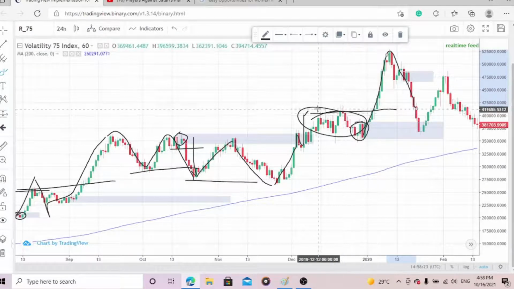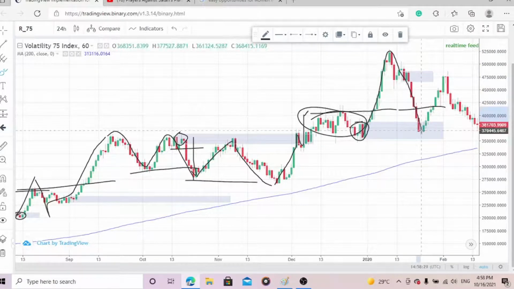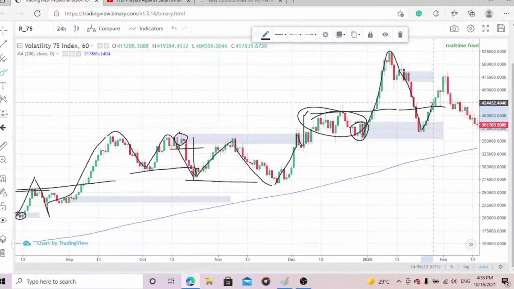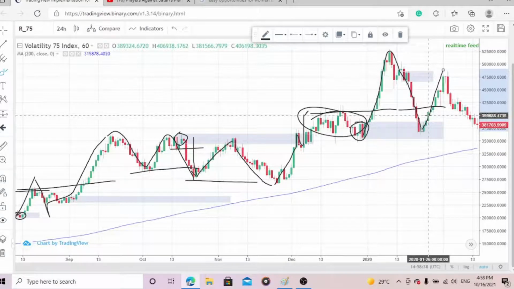It did not respect this top. I told you that V75 makes deeper corrections most of the time. It broke through to come back and test our order block. The candlestick pattern went up. You take your trade here.